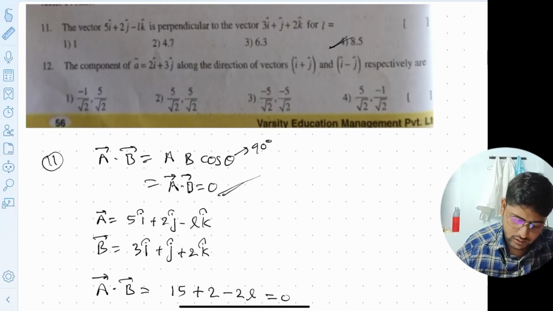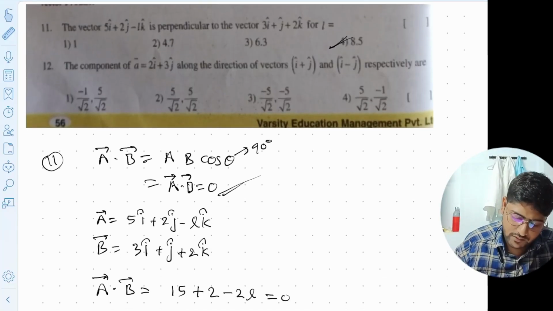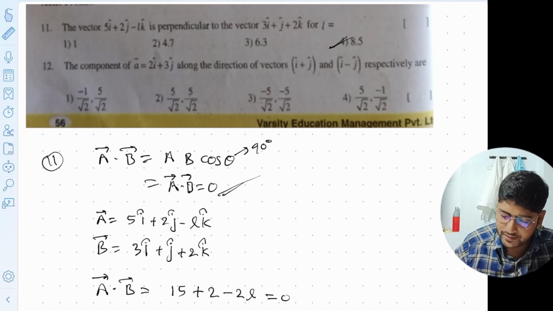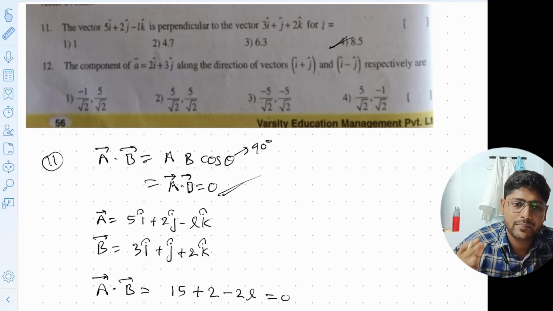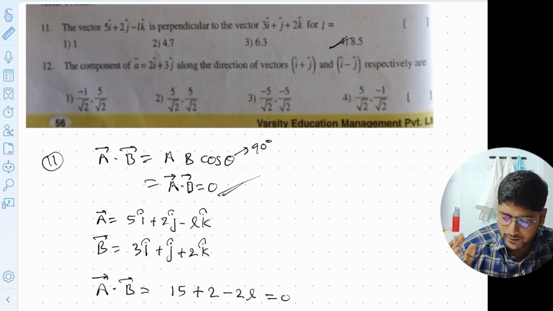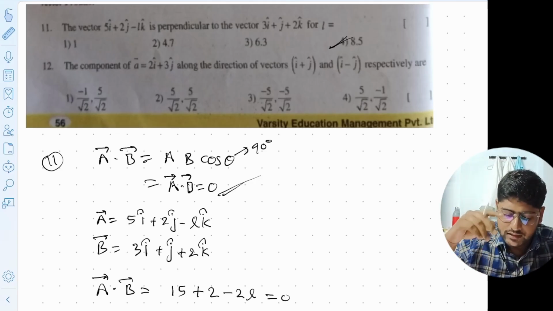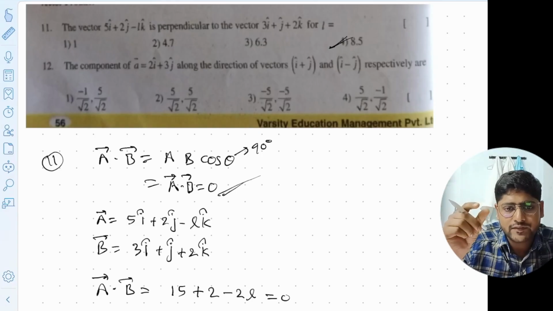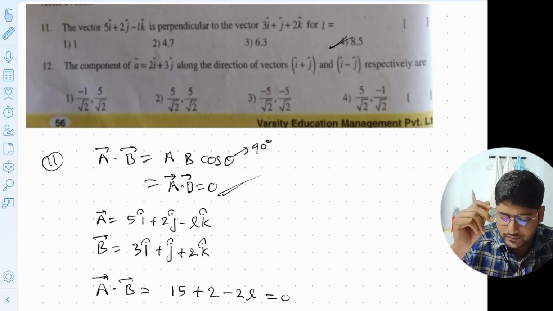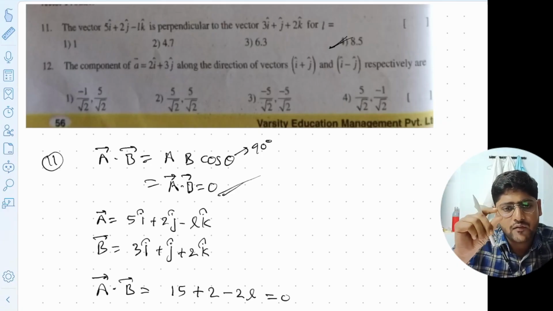Okay. Now question number 12. We have to find the component of a vector A along the direction of the vector i cap plus j cap, and one component along the i cap minus j cap direction. So what will we do? We take the component in the direction. First we take the unit direction of that vector. The unit direction of the vector will be the vector divided by its magnitude. Same for the second, i cap minus j cap, the vector divided by the magnitude of that vector.